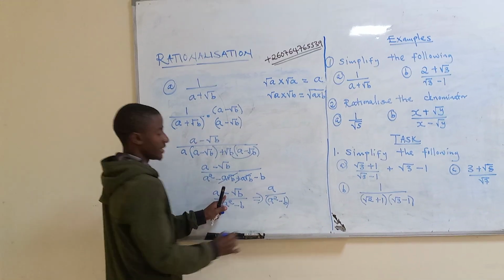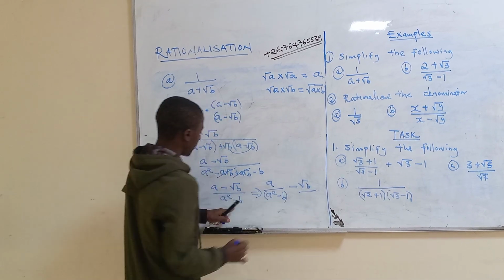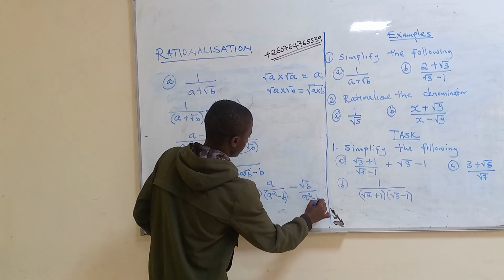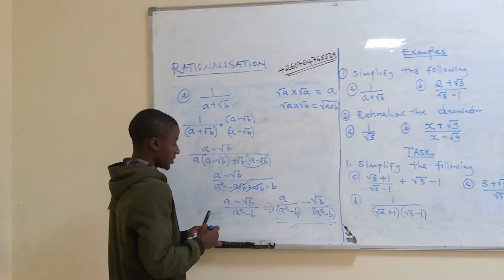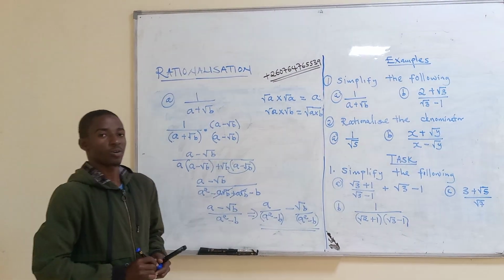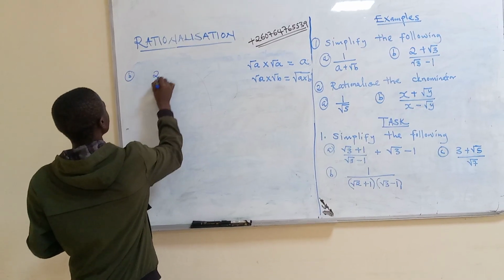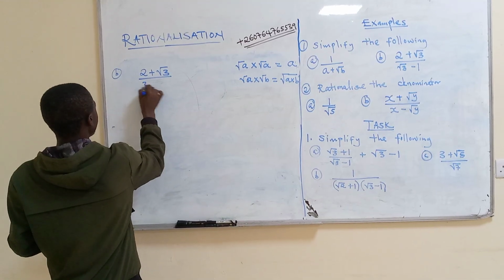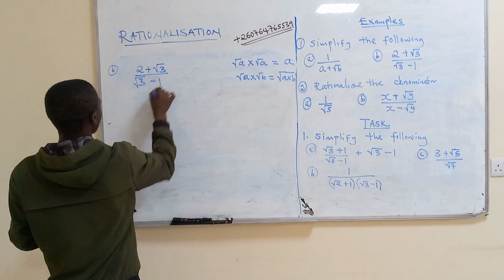You write this sign, that is negative square root of b over the denominator, which is a square minus b. So this is our final solution. So we can also proceed to the second question. So b, we are having 2 plus square root of 3 over 3 square root of 3 minus 1.